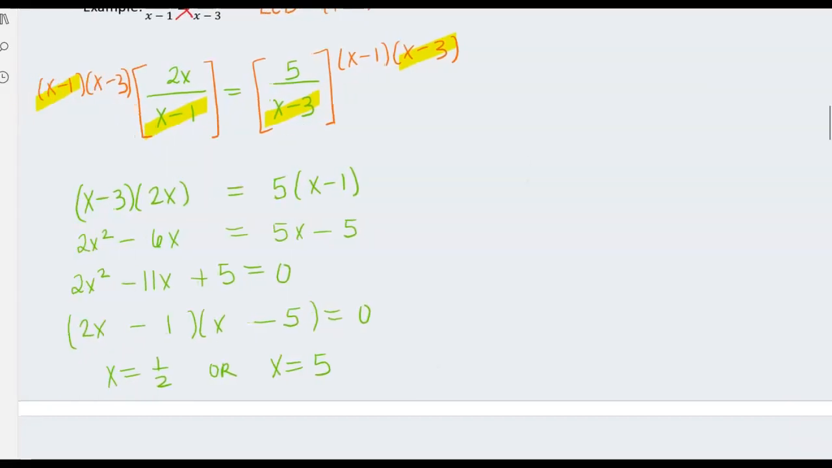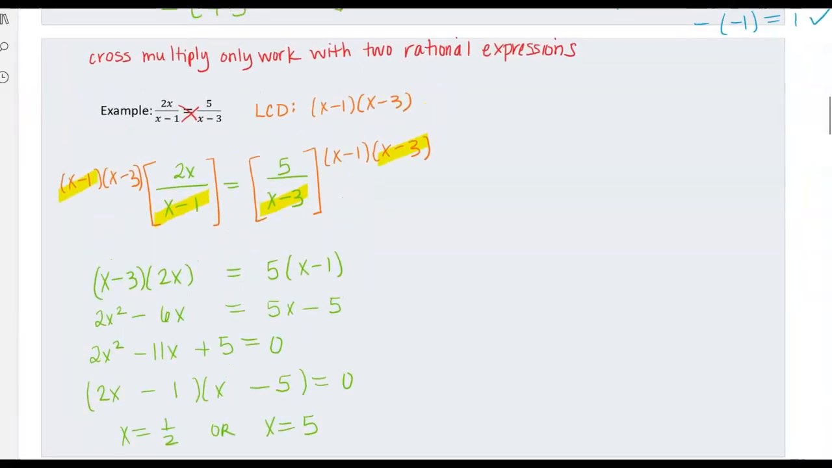I need to go back and check both of these answers because in these types of equations, sometimes one of the answers or both of the answers don't work. For example, if we had ended up with 1 as one of our answers, we would have had to reject it because 1 is not in the domain of this first function that I have. It would make the denominator 0. Similarly, if I ended up with 3 as one of my answers, I would have to reject it because 3 is not allowed to be plugged into these fractions.